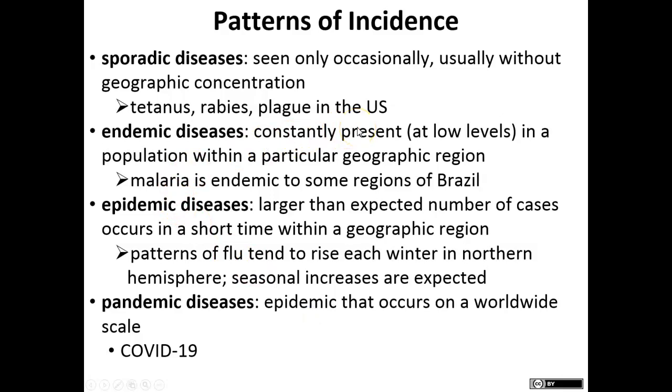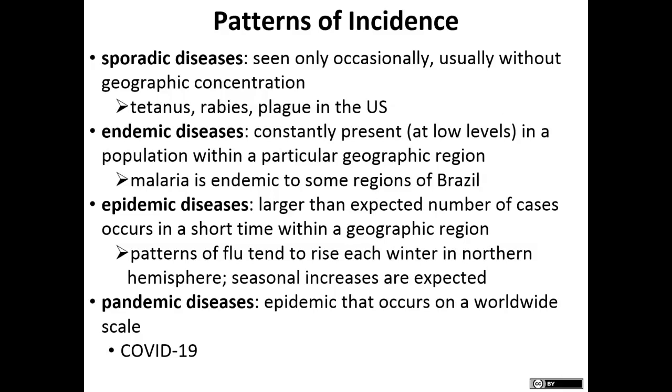A sporadic disease is a disease that is seen only once in a while in a population. And there's no real reason for it. It just pops up. So an example would be tetanus. An endemic disease is one that is always present in a population. It's not always in high levels. It's usually at low levels, but it's always there. So an example of an endemic disease is malaria, which is endemic to regions like Brazil and certain areas of Africa.